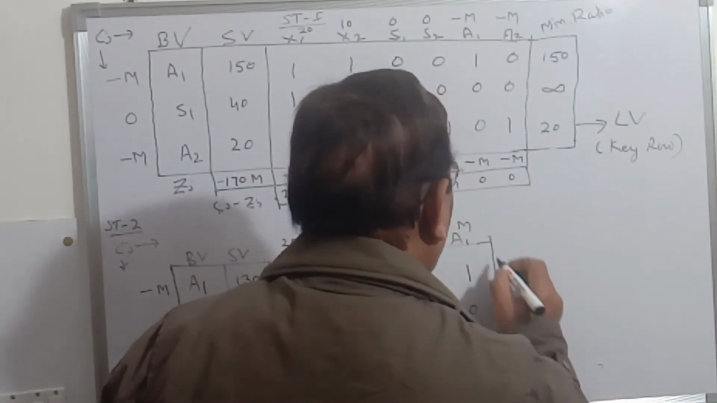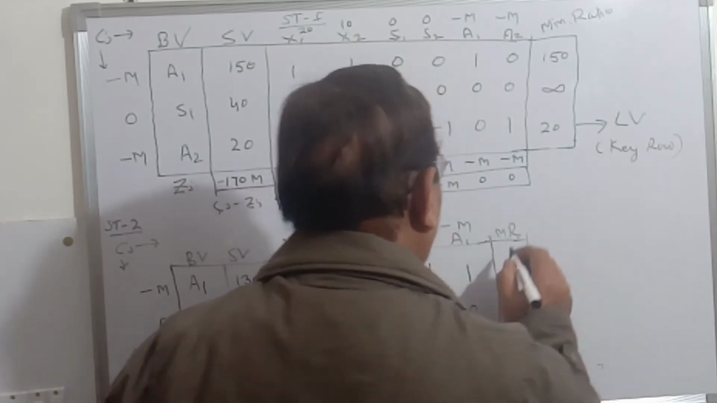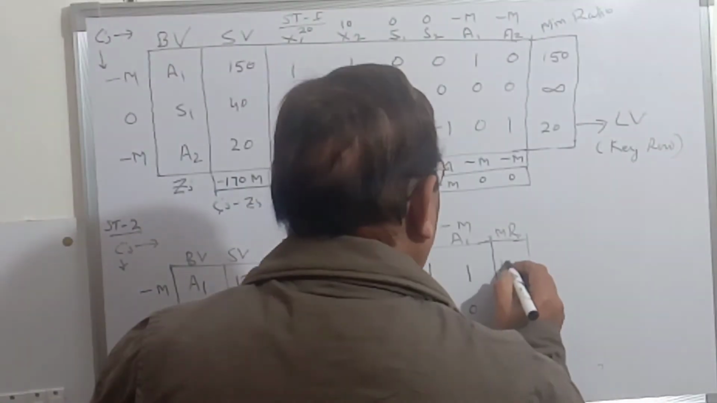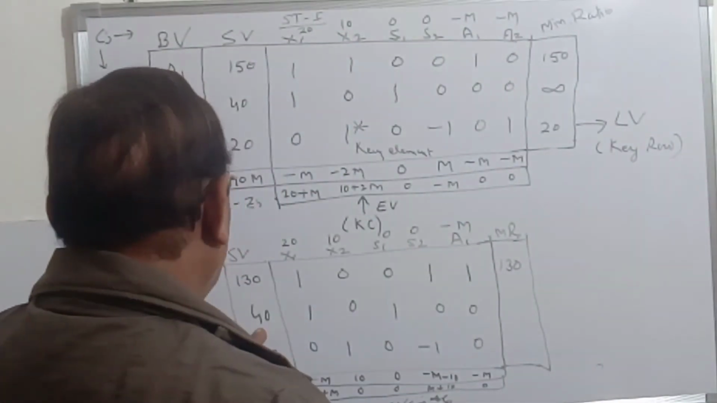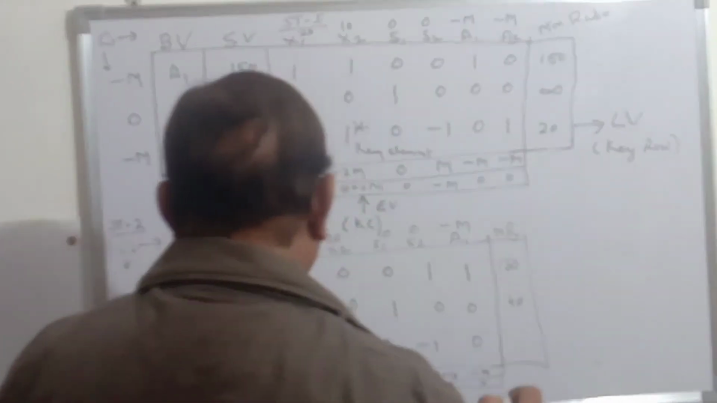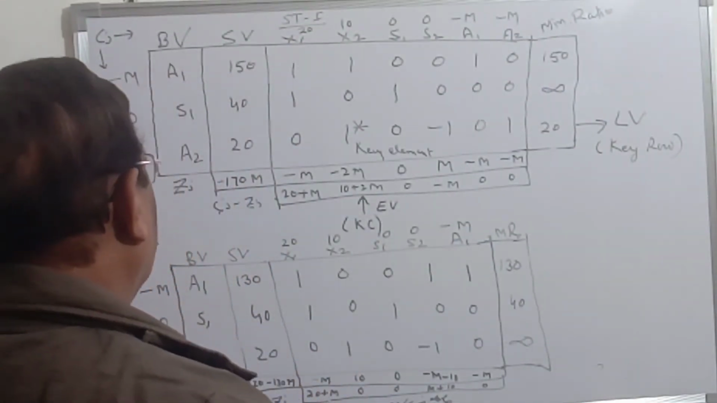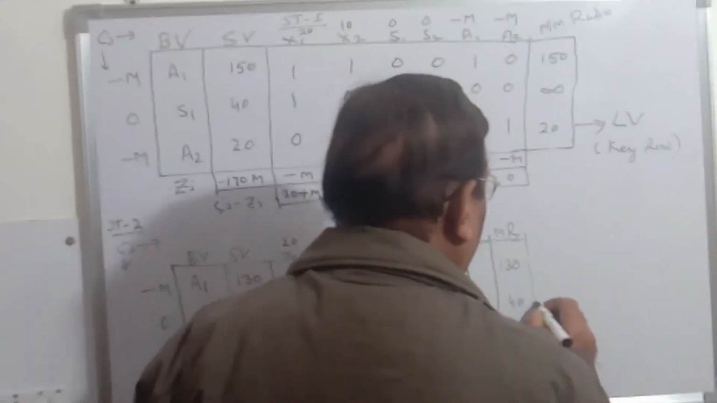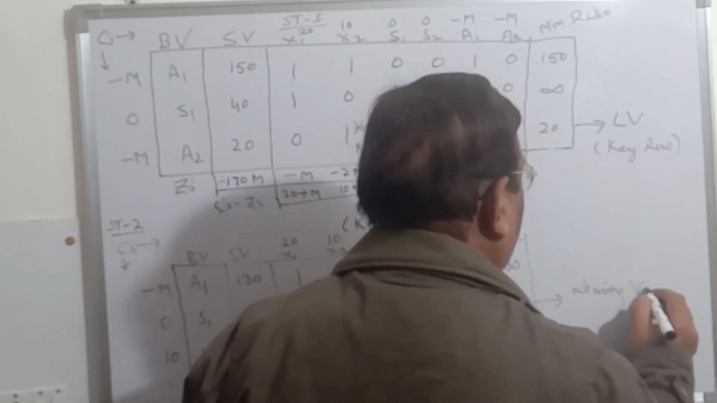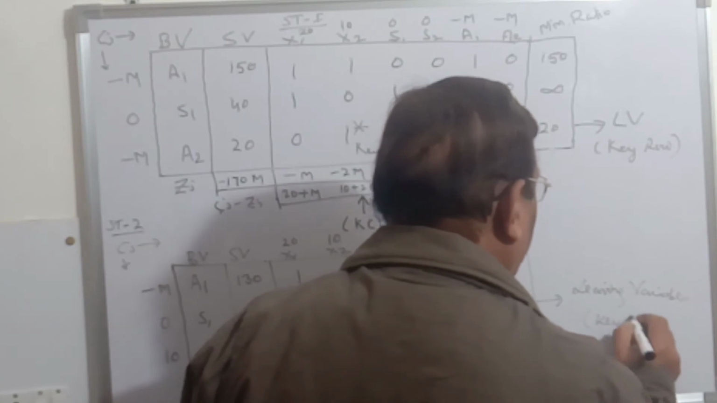Now minimum ratio, dividing this by the coefficient of this: 130. 40 divided by 1, 40. And 20 divided by 0, it is infinity. So minimum is 40. So this is your leaving variable, also known as the key row.